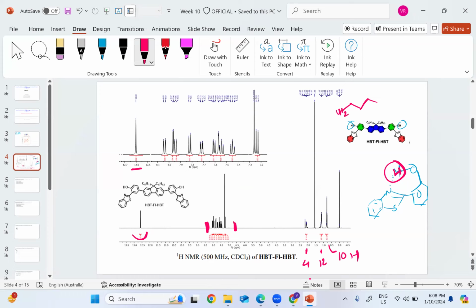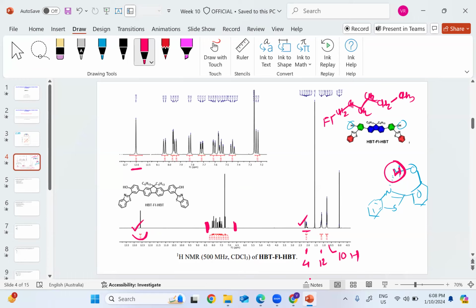C6H13: CH2, CH2, further CH2, CH2, and again one CH2, CH3. Like this way, right? And this is attached to this fluorene, with this fluorene in between, right? This adjacent CH2 shows around 2.1 ppm, which is of the four hydrogens. So we can easily assign this one as well. Already we have assigned this one, and also this one.